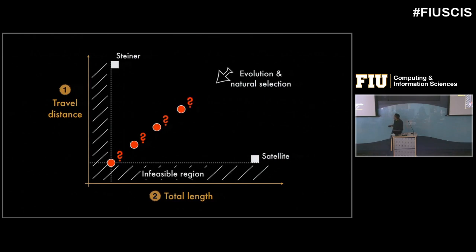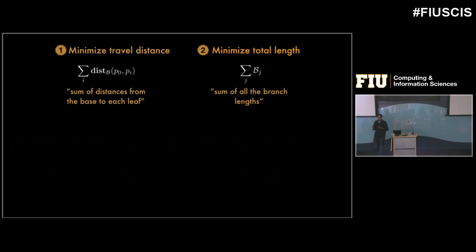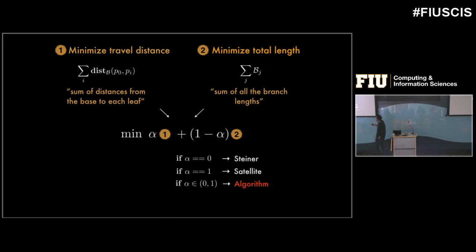So what we did is we thought, let's come up with the simplest possible way to combine both of these into a joint objective. Here are our two objectives, and all I'm going to do is a linear interpolation between the two. Instead of minimizing just this one or just this one, I'm going to minimize alpha times this objective plus 1 minus alpha times this objective, where alpha is just a parameter that ranges between 0 and 1. If alpha equals 0, then this term goes away and all I care about is the total length, so the Steiner tree is optimal. If alpha equals 1, I have the satellite.